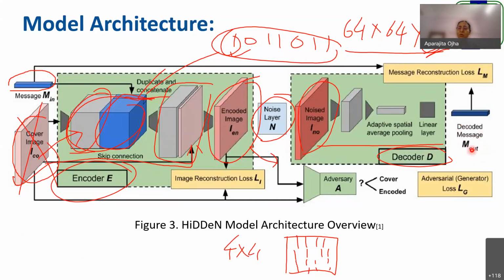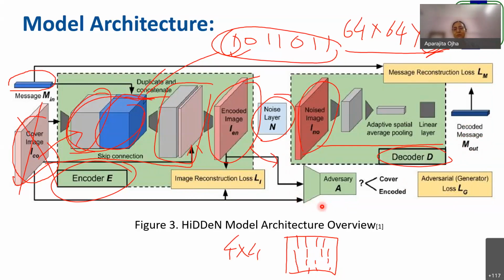So what will the training be? The decoder's training is decreasing the distance between M out and M in. The encoder's training will be to reduce the difference between the encoded image and the actual image, so that it looks like a plain image. There should not be any change in the image. So it will work on image reconstruction loss, minimizing the loss of reconstruction. The decoder will minimize the message reconstruction loss. The encoder works on image reconstruction loss.